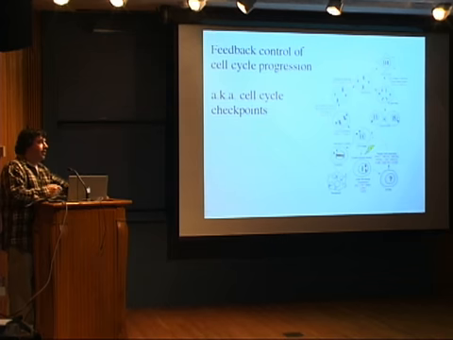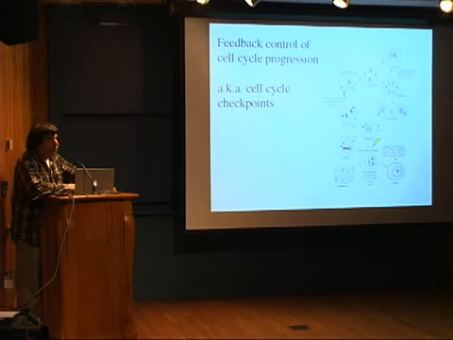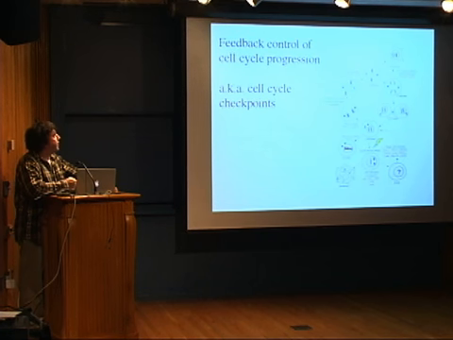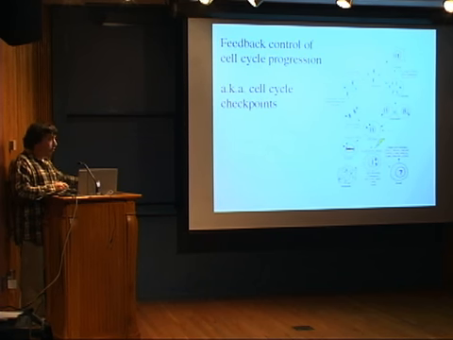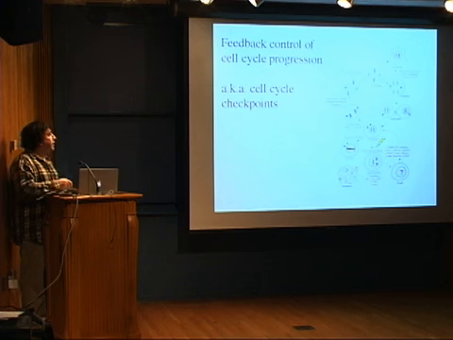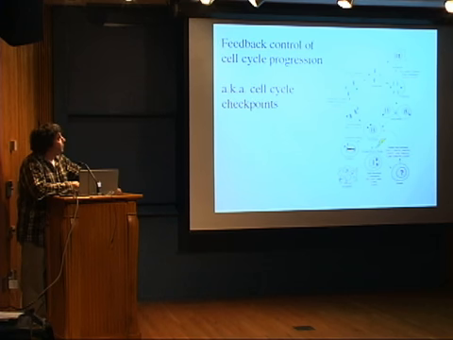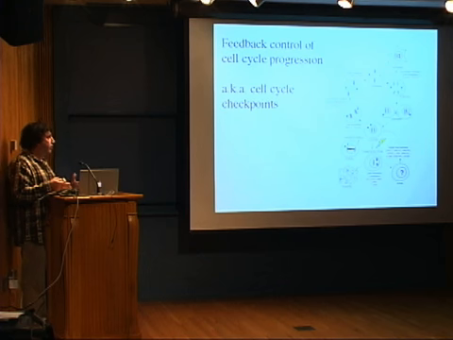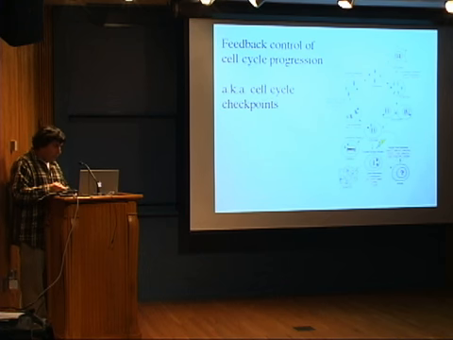Okay, and so if things haven't occurred properly or normally, if the cell hasn't finished replicating its chromosomes, then there's a feedback control that says don't enter mitosis yet. And if the chromosomes are damaged, there's a feedback control that says let's halt progression through the cell cycle until we have repaired the damage.